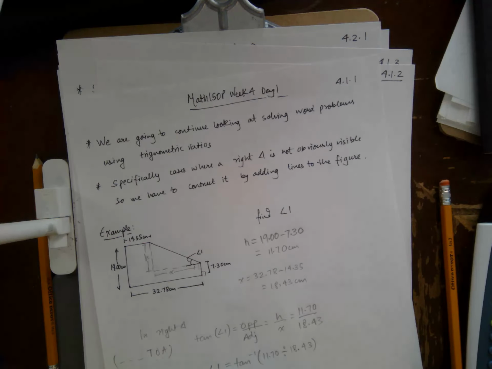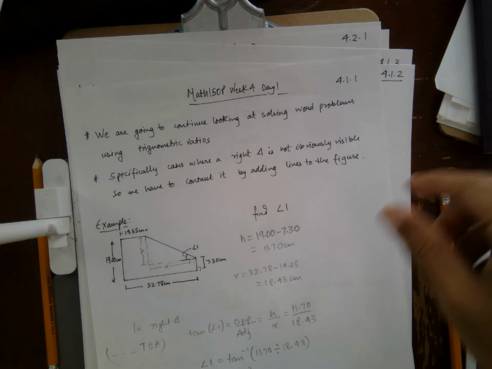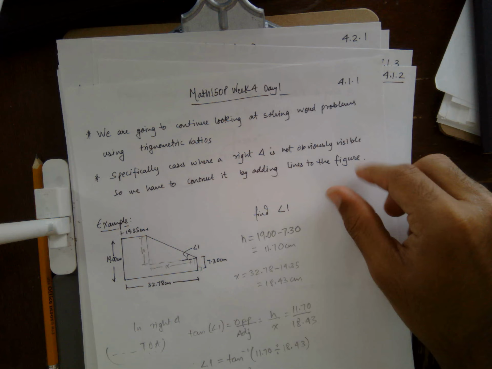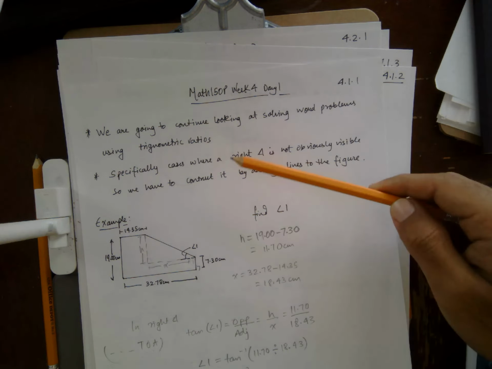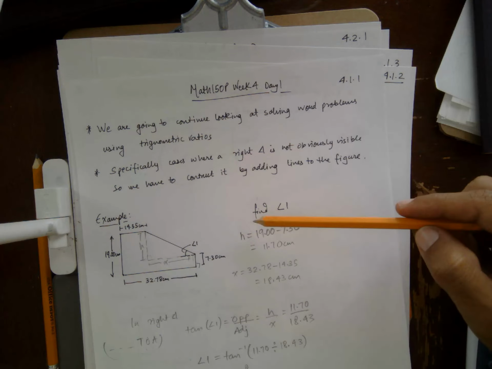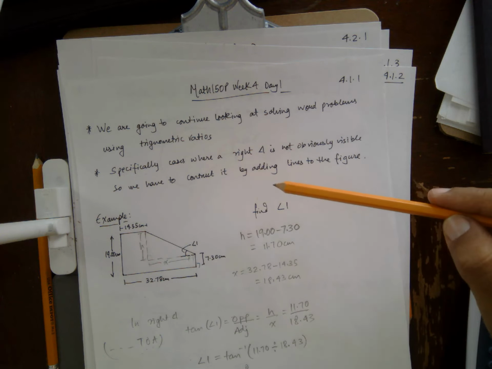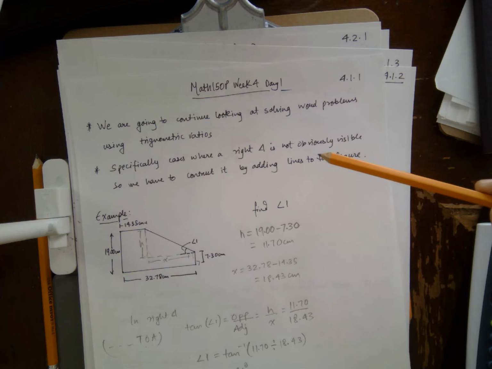A lot of the things that we need for this week, we have developed the tools and the methods that we're going to use. So it's going to be a lot of examples that we do this week. Now we're going to continue looking at word problems using trig ratios. Specifically, in cases where a right triangle is not obviously visible, we look at how we can construct it by using some of the properties we've learned prior to this week.